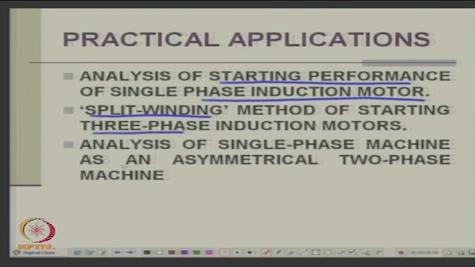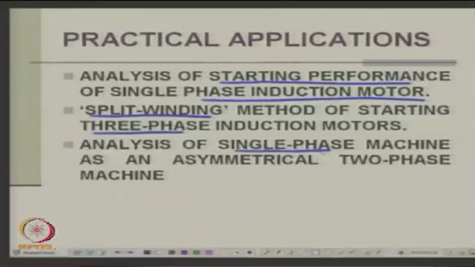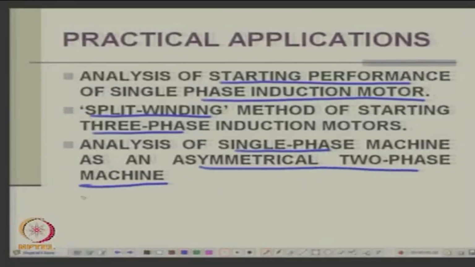Then you have the split phase winding method of starting. Many times what happens is even three phase machines are started with split winding. You have part winding starting of machines. In a three phase machine, part winding starting, then you have a single phase machine as an asymmetrical two phase machine. These are practical cases.